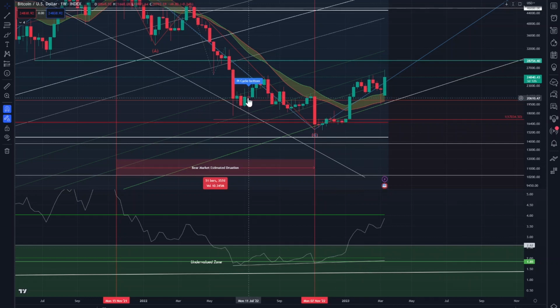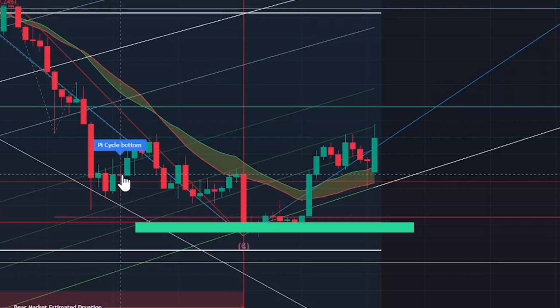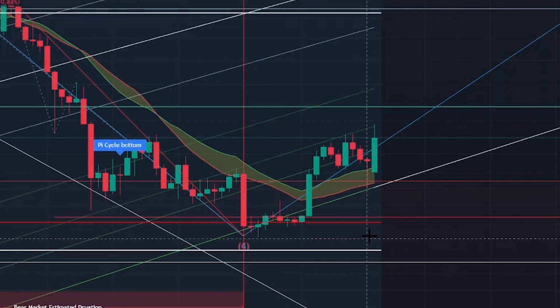Another thing I've covered in previous videos is the pi cycle bottom. We are officially above that level, so you could still say that that picked a bottom. At least it's pretty close to the bottom of the market.